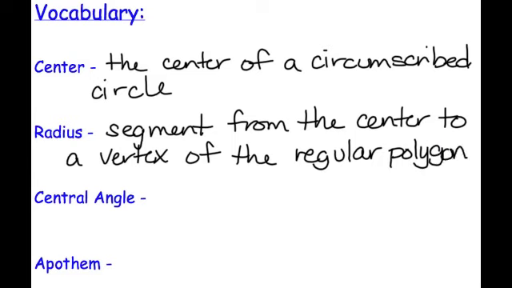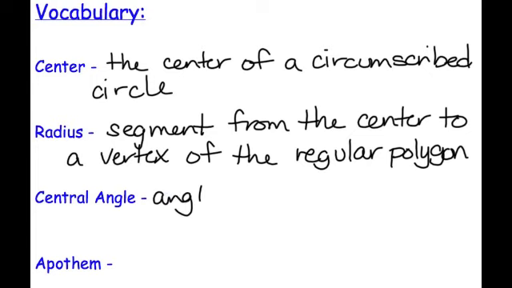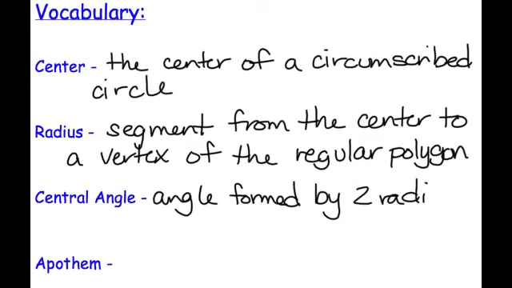All right, next word, central angle. You should recognize that from the circle chapter. That's going to be the angle formed between 2 radii drawn in the regular polygon. That's going to be an important angle that we're going to need to know to either do 30, 60, 90, 45, 45, 90, or if you need to use trigonometry to solve in the regular polygon.